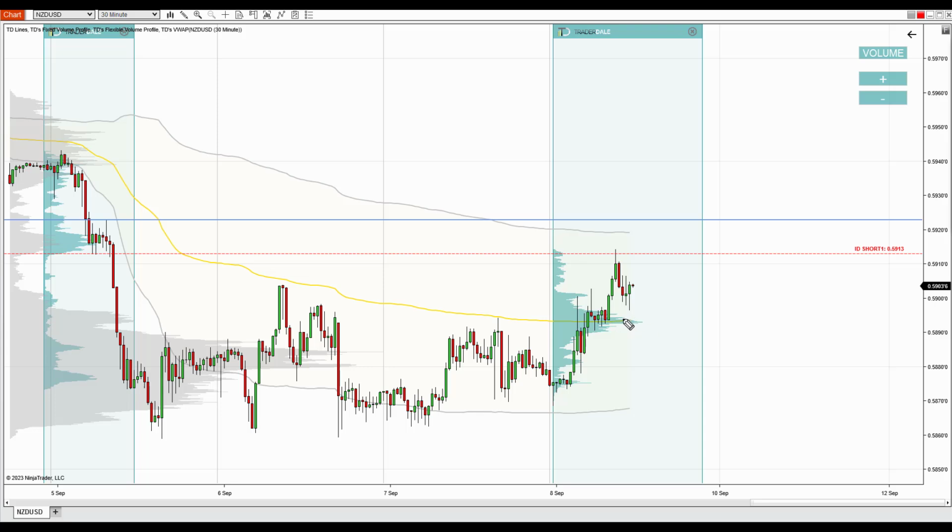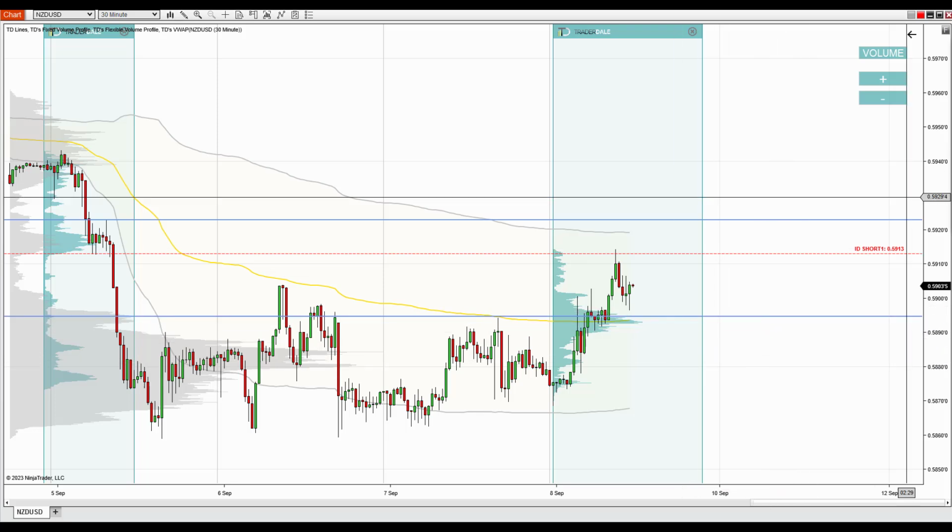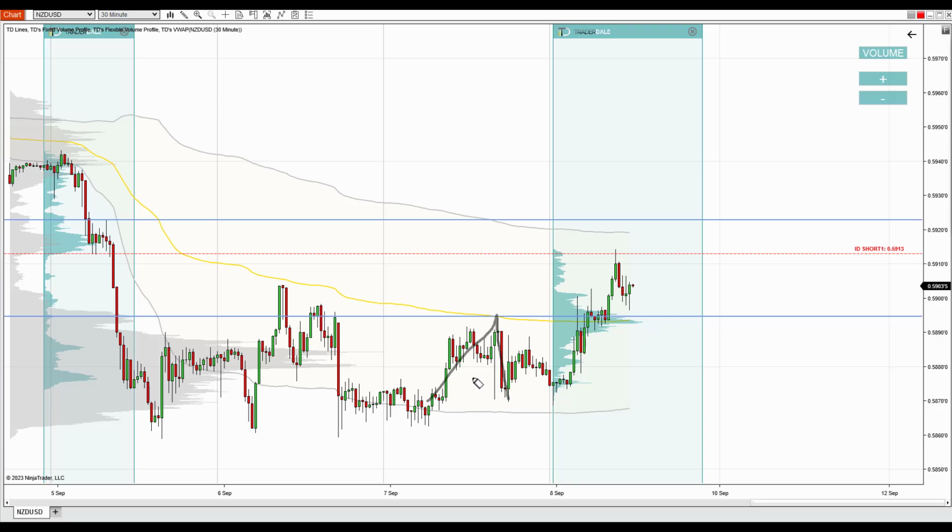We had the VWAP here, the heavy volume zone here, and also, let me print a line in here. The price reacted pretty sharply in here, which means that in the past, this worked as a resistance, and when the price blew past the resistance, it became a support. All right, and as you can see, this is around the zone where I wanted to quit the trade.